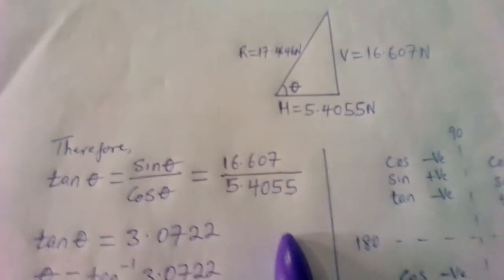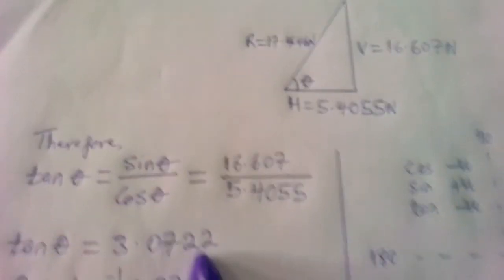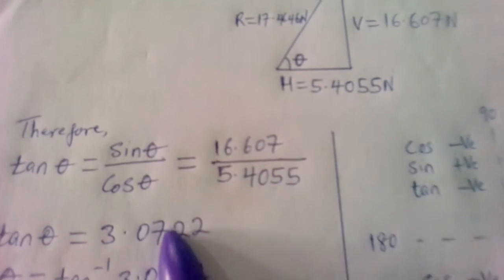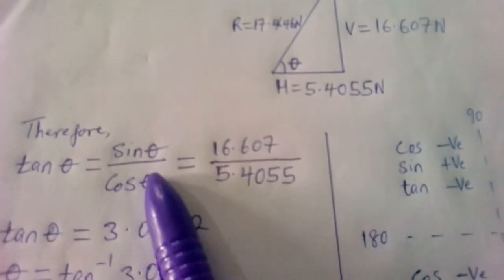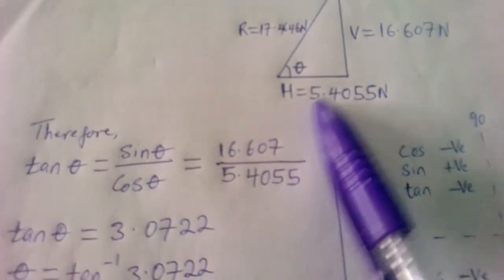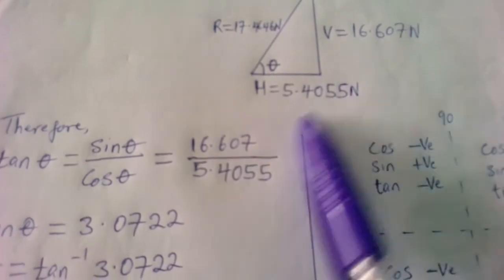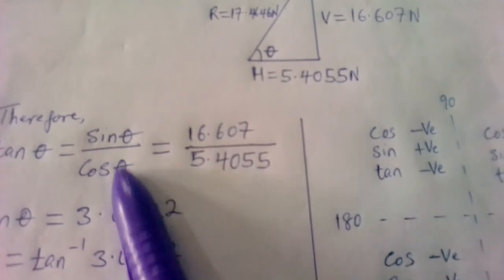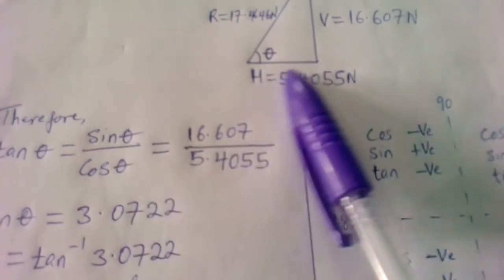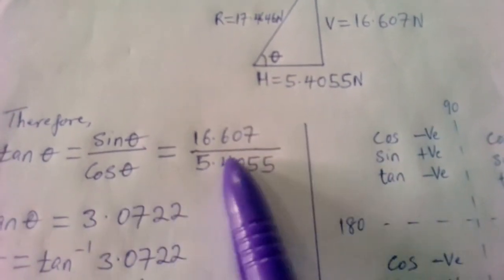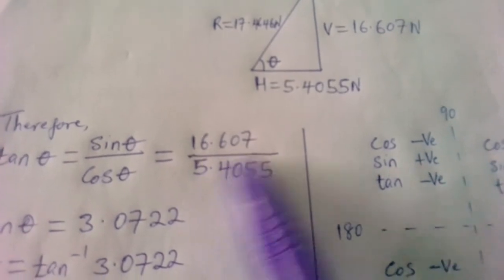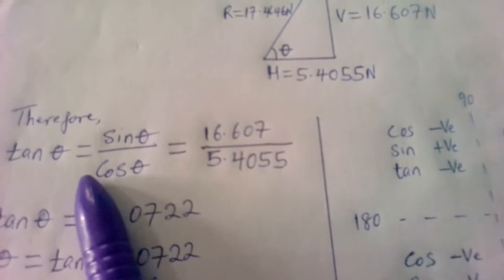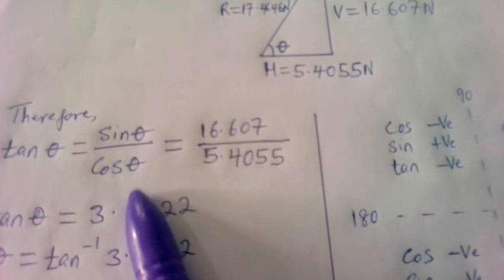So to obtain our angle, as we already know, tan theta equals sine theta all over cos theta. Our sine theta is the one for our vertical, while our cos theta is the one for our horizontal. If we obtain sine theta separately and cos theta separately, after the analysis we are going to arrive at something like this. So that is why we just go straight to tan theta equals sin theta over cos theta.